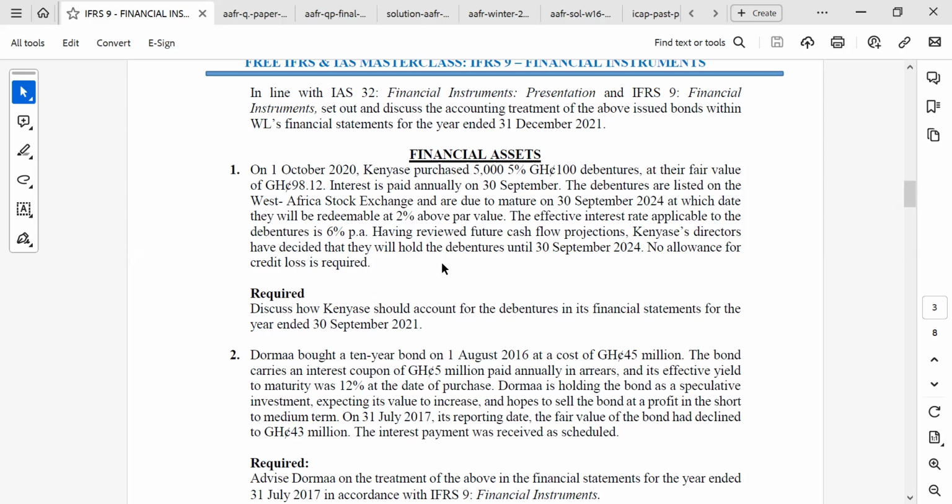All right, thank you. So this is a financial asset, isn't it? Because Kenya State is the one buying. So this will be an asset to them. Asset to what instruments?